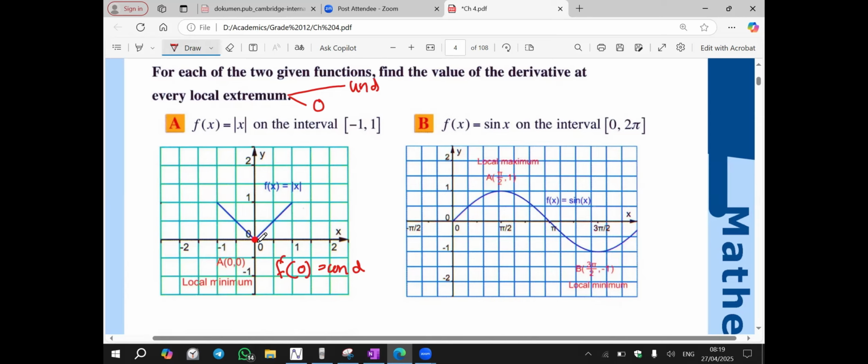But we know it is a minimum and the function is continuous. Here, since it's not a sharp corner, f prime of pi over 2 is equal to 0 because it's a maximum. And f prime of 3 pi over 2 is equal to 0 as well.